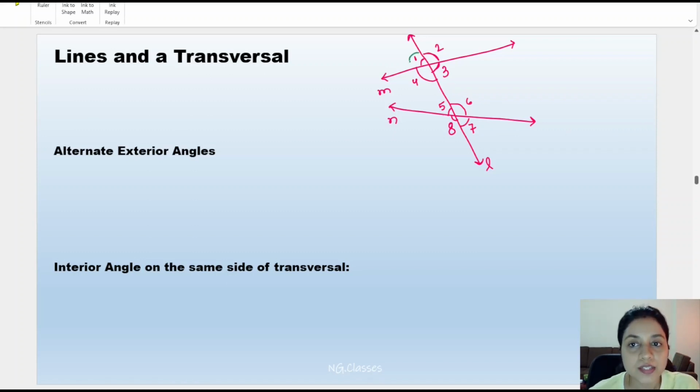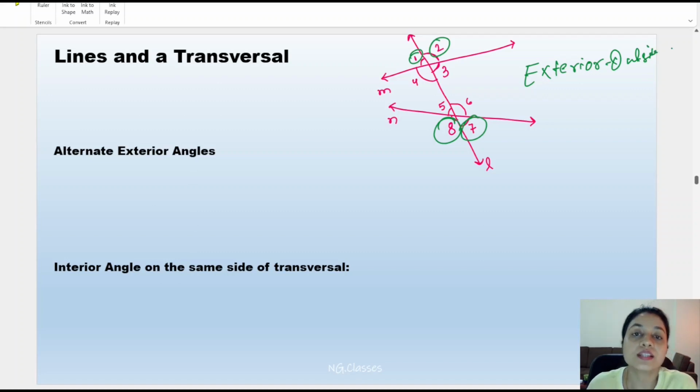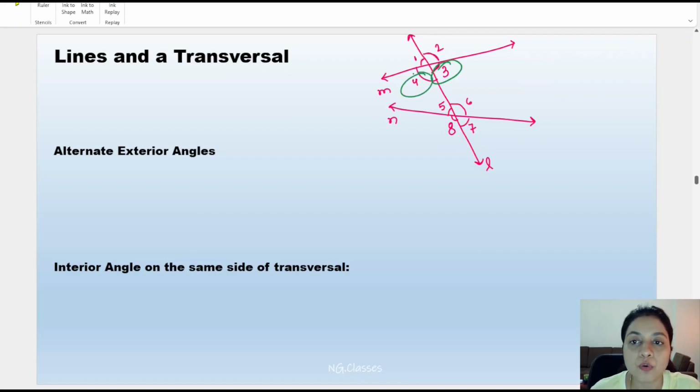Here angles 1, 2, 8 and 7 are called exterior angles. Exterior means outside. As we can see, these angles are sitting outside, or on the exterior part, of the lines. Whereas angles 3, 4, 6 and 5 are known as interior angles because they are lying in the interior part, or inside part, of the lines.